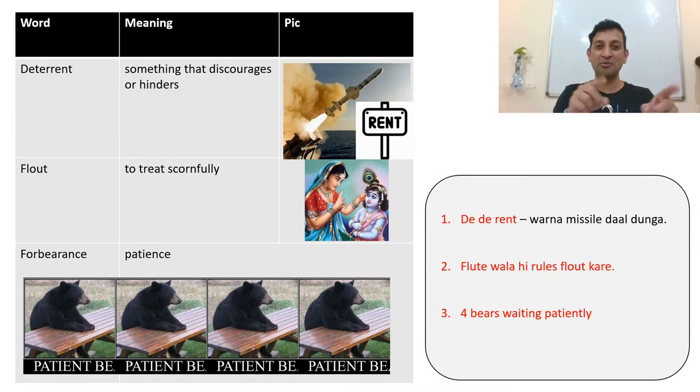Right, the stupid ways to remember this. They rent for the missile, nuclear deterrent. Flute wala hi rules flout karta hai. He treats the rules with contempt, he breaks the rules with contempt. And forbears, waiting patiently, forbearance.